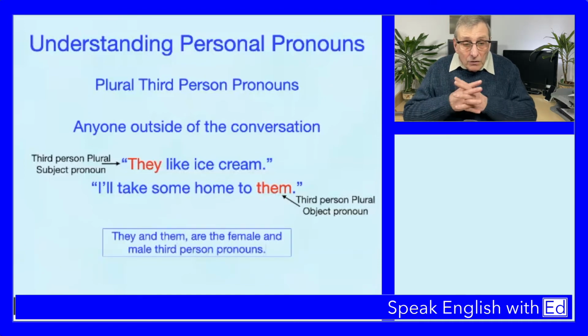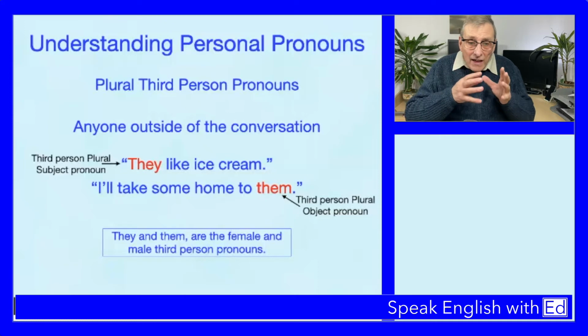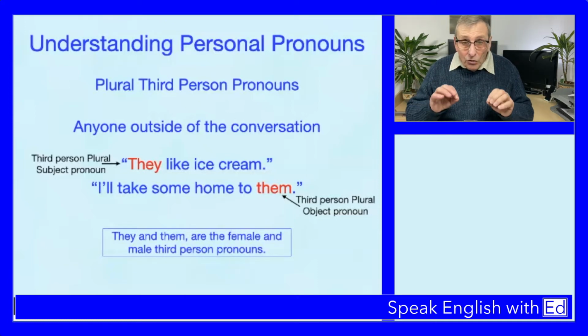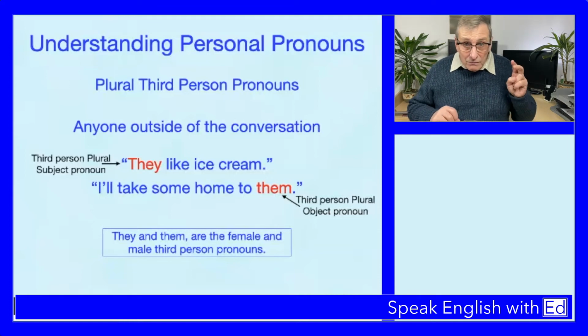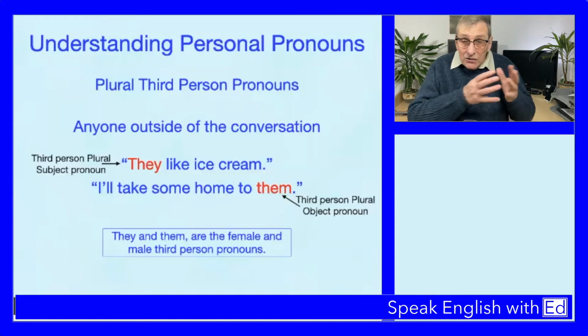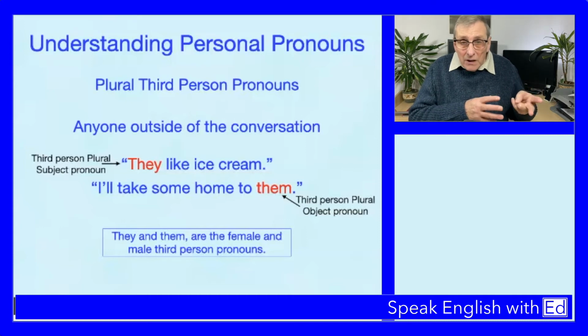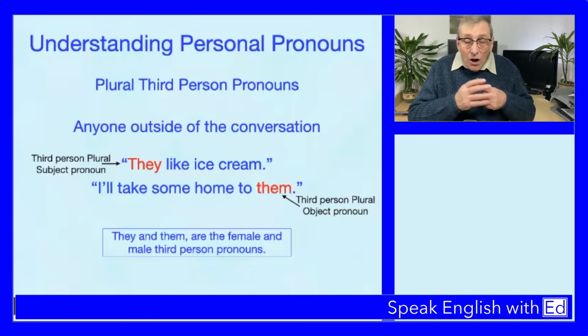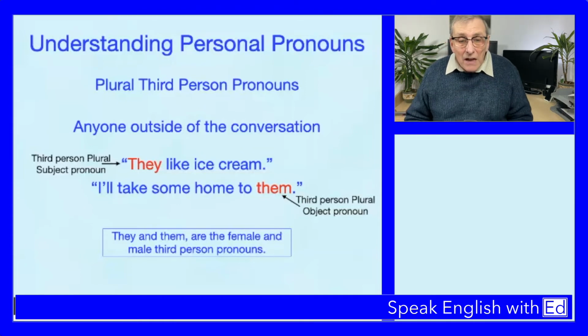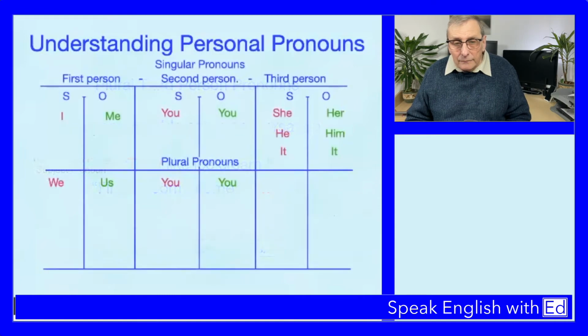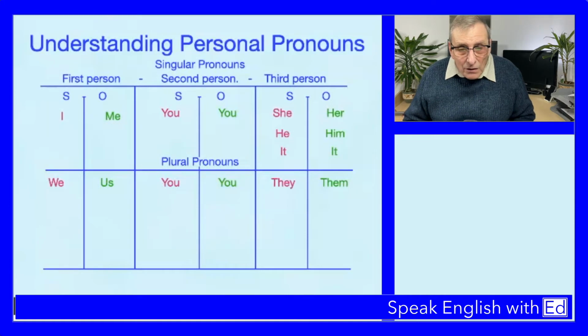Also, a point worth noticing is that they and them apply to both female and male. So it could have been two female people that you're talking about, or two male people that you're talking about. You still refer to them as they and them. So we can put that into our sheet now.